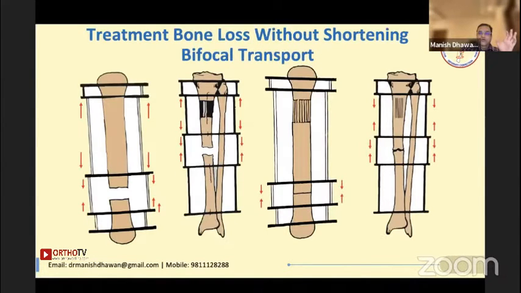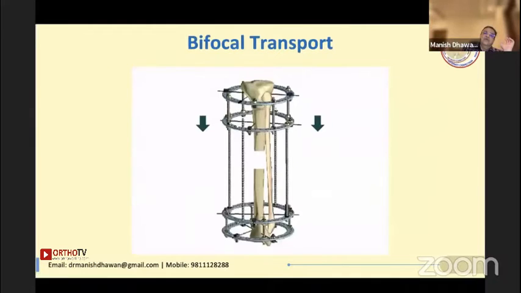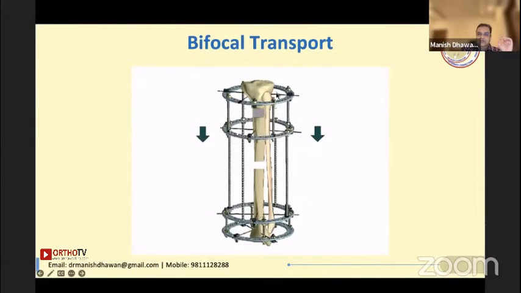Treatment of bone loss without shortening is a bifocal transport. Dr. Bari has beautifully explained about it. So you do 1 corticotomy and compression at the fracture site, and 1 corticotomy. It is known as bifocal transport. So this is an animation. It works best on a single rod, and the rings at the end are fixed rings, and this ring is mobile. So you can transport a fragment.